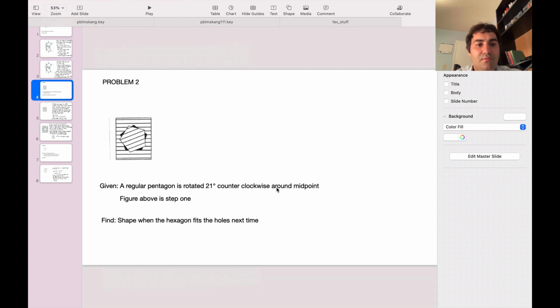Now let's take a look at problem 2. We're given a regular pentagon that is rotated 21 degrees counterclockwise around the midpoint. The figure above represents the first 21-degree counterclockwise rotation. So we want to find the shape when the hexagon fits the holes next time. In other words, if we keep doing these 21-degree rotations, what is it going to look like when this fits into the black hexagon?